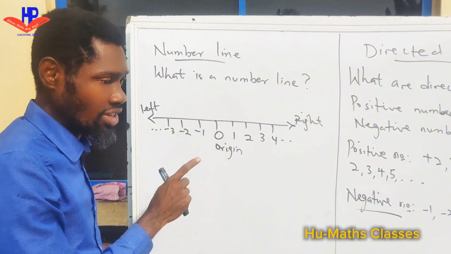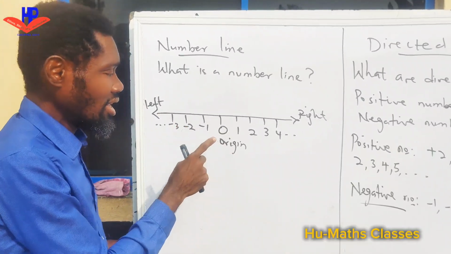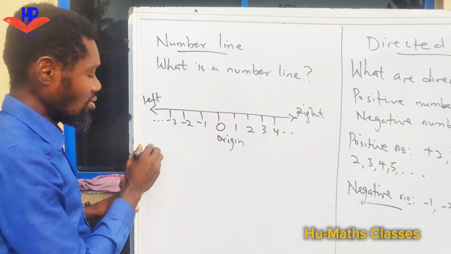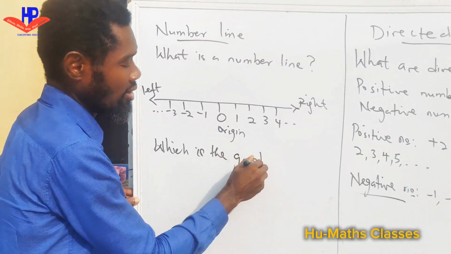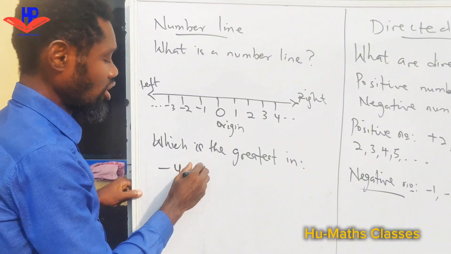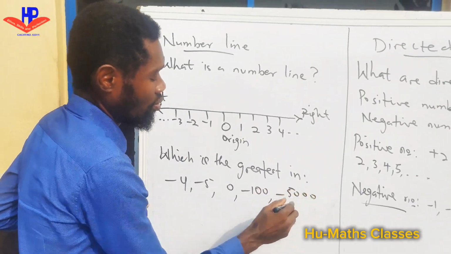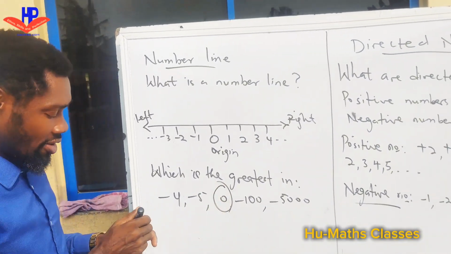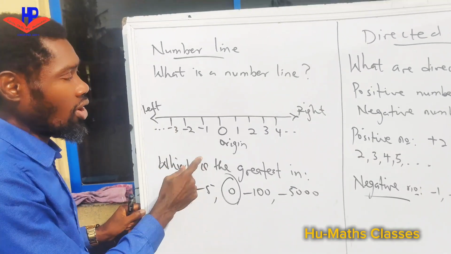Don't forget, -1 is greater than all other negative numbers. 0 is greater than all negative numbers. 1 is greater than all other negative numbers. So, should you ask which number is the greatest in this list, -4, -5, 0, -100, -5,000. Which number is the greatest in this list of numbers? The answer will be 0. Why? Because 0 is greater than all negative numbers.